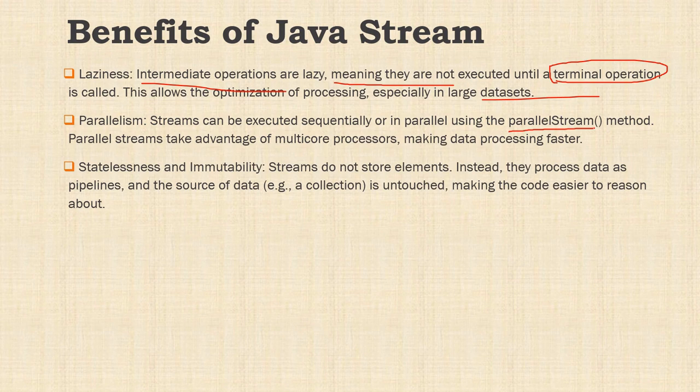Statelessness and immutability. Streams do not store elements, they process data as pipelines, as we discussed earlier. So it is not a data structure to store any object. We use it to process something, like mapping, filtering, sorting.